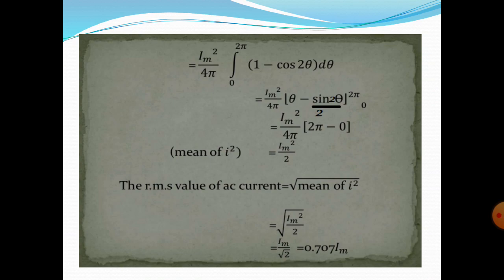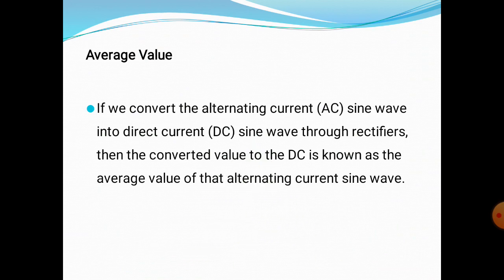And next we find the value of RMS of a given AC current, which is equal to square root of mean of i square. So the final answer is 0.707 into Im.